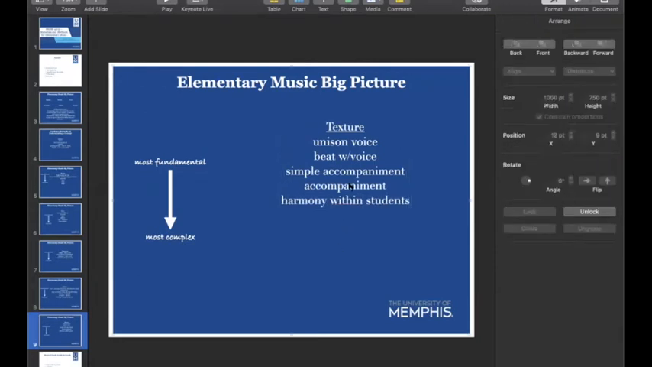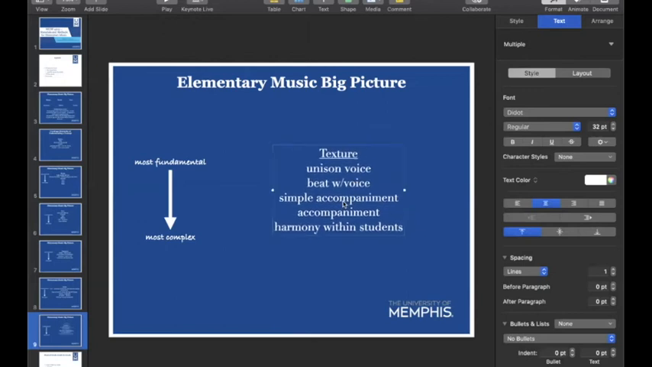Good, good. And that's great, texture group. That's pretty much exactly how I would go. Now, in terms of this, it says simple accompaniment and accompaniment down here. It doesn't mean you wouldn't use accompaniment early. It's just you would have them begin to be responsible for recognizing the difference in these things at some point.